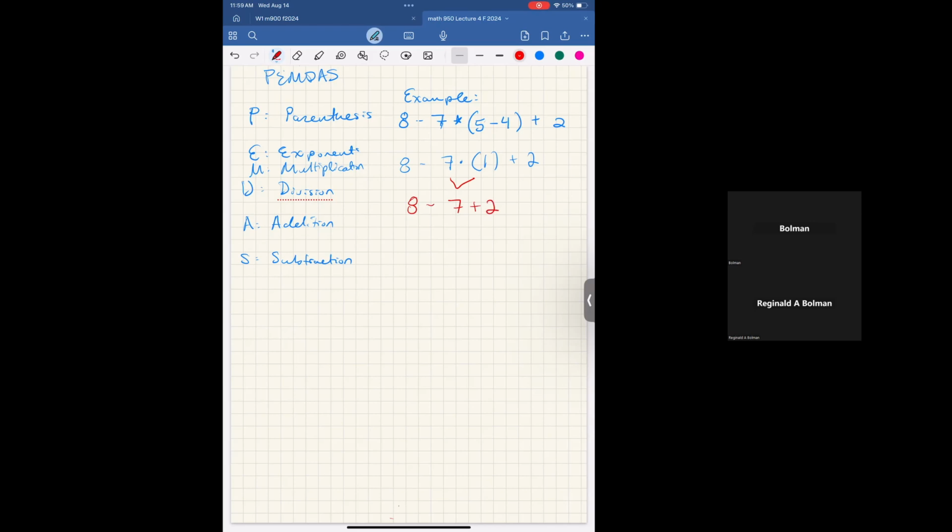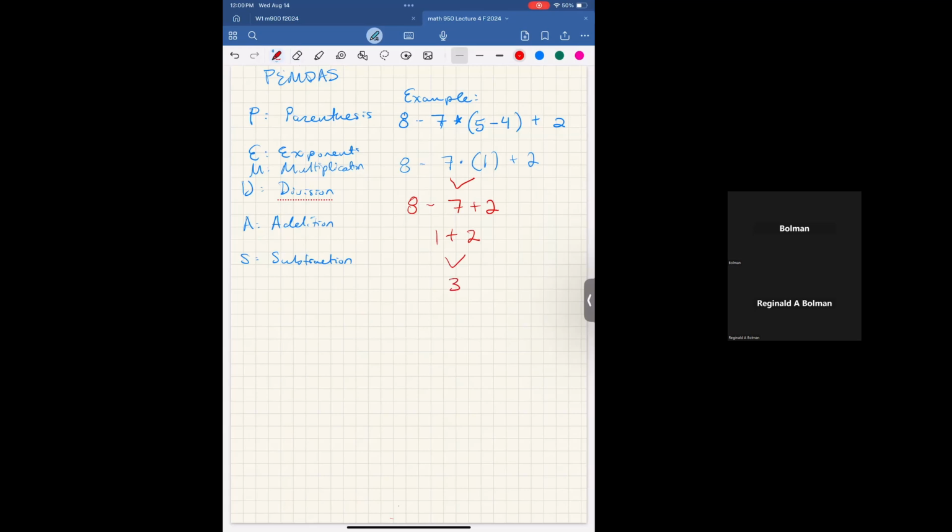Now is where the tricky part begins. It turns out that it doesn't matter if you do addition first or subtraction first. It really doesn't matter because there's actually an equivalence between addition and subtraction. Really, subtraction is just adding a negative number. Okay. So, what that means to you is you could do 8 minus 7 if you prefer. That would give you 1. And then you could do 1 plus 2, which would give you 3.